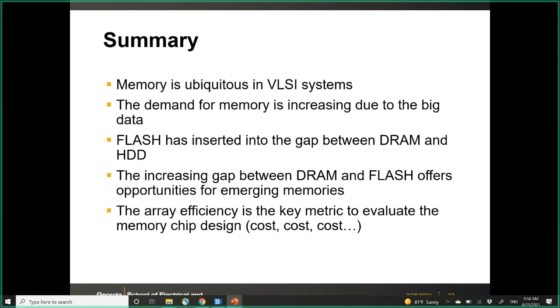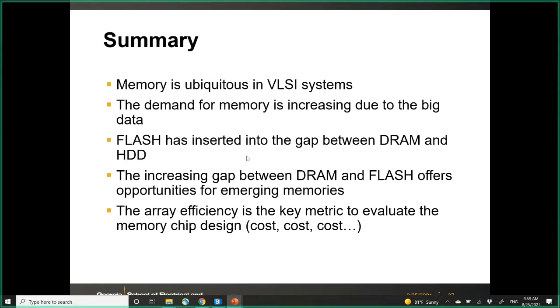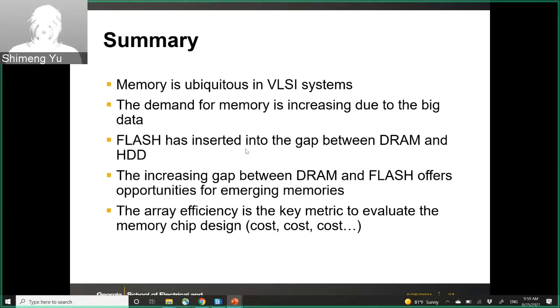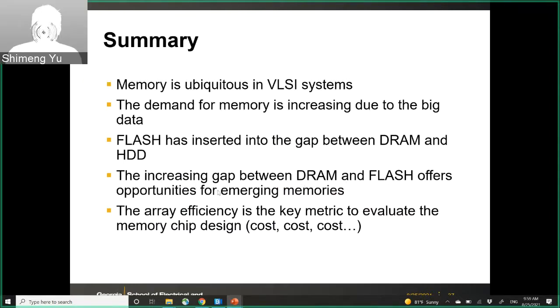All right, so here is a quick summary of the first lecture. Memory is everywhere in the system, and you see most of the chip area is occupied by the memory cells instead of logic. Flash has been widely used today as SSD to fill the gap between the DRAM and the hard disk drive. And the increasing gap between the DRAM and flash offers opportunities for emerging memories, and we'll talk about that later.